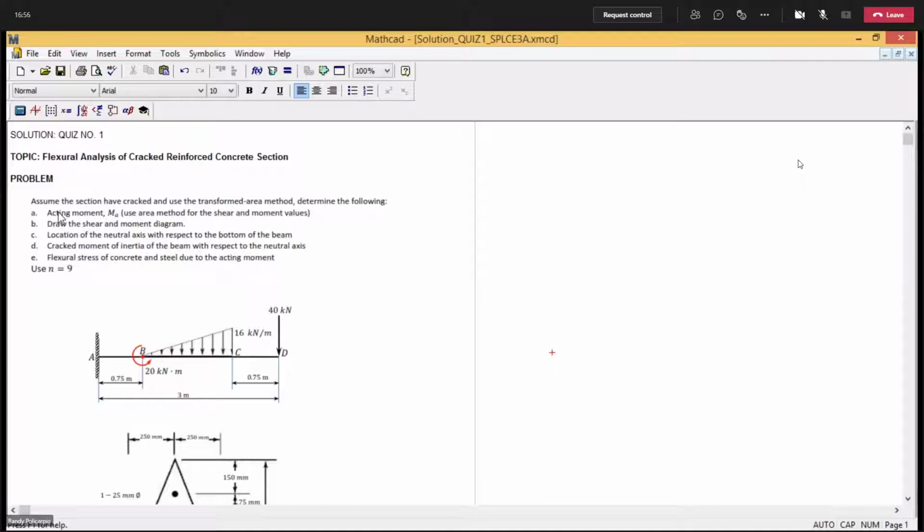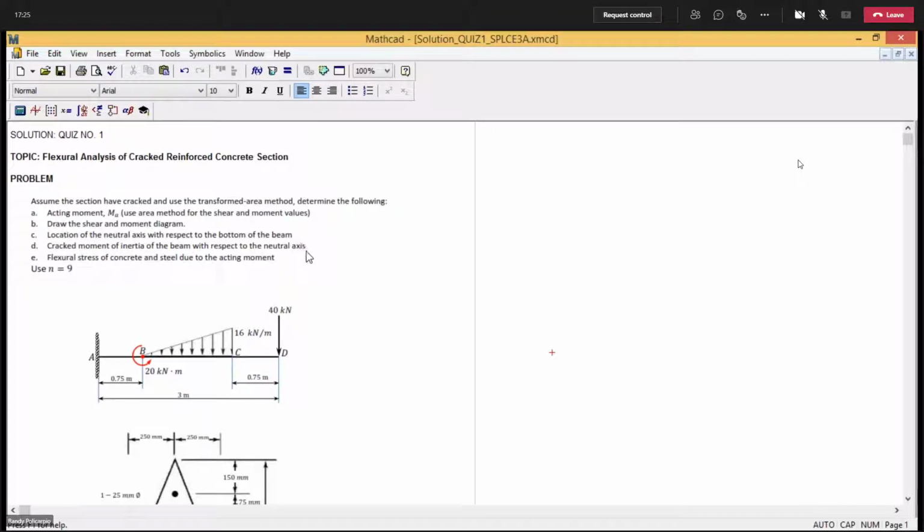assumption in the problem. Okay, so we have a cracked section. So cracked na kaagad ito, no? So using the transformed area method, determine the following. Acting moment, MA, use area method for the shear and moment value. So letter A, you're going to solve for the shear and moment values using area method.